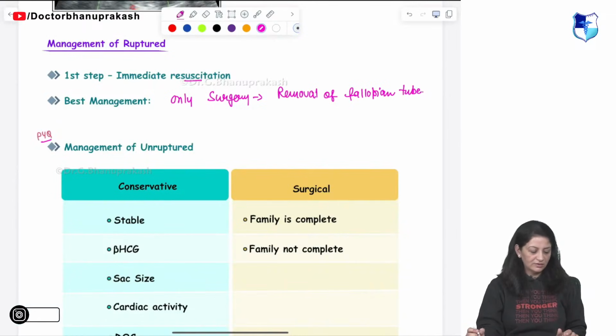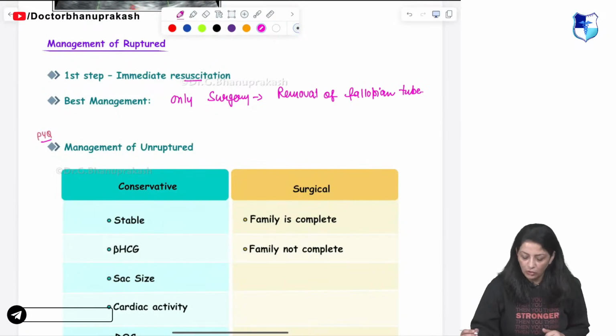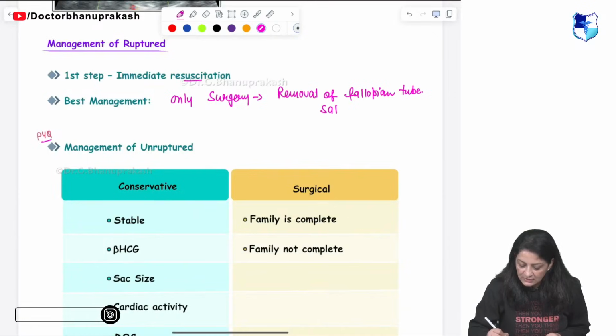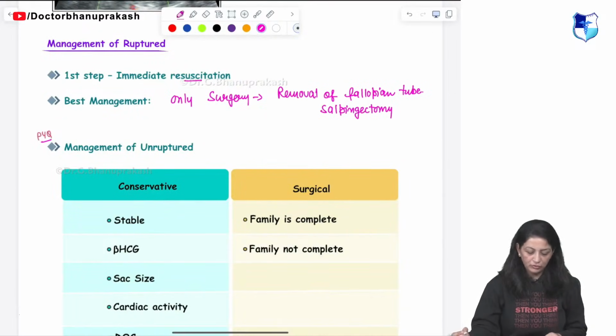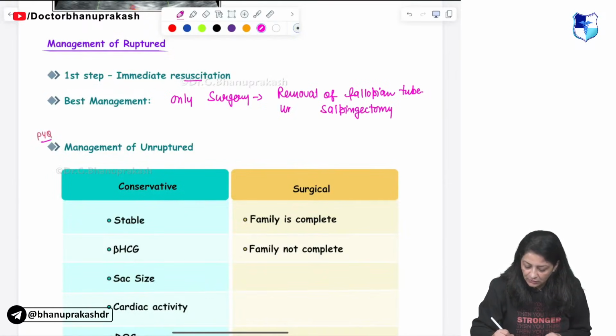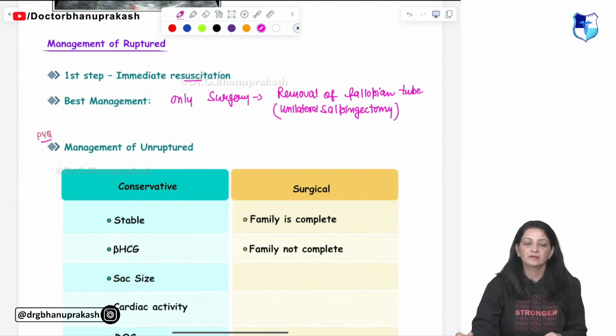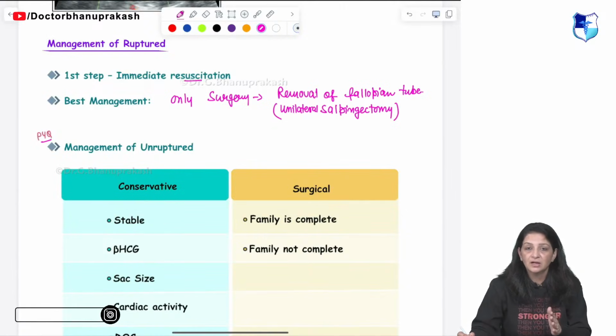Ectopic pregnancy is unilateral. Removal of the fallopian tube is called salpingectomy. So we have to do unilateral salpingectomy. If the vitals of the patient are stable, then we can do laparoscopy. If unstable, then laparotomy. This is the best management in case of ruptured ectopic pregnancy.